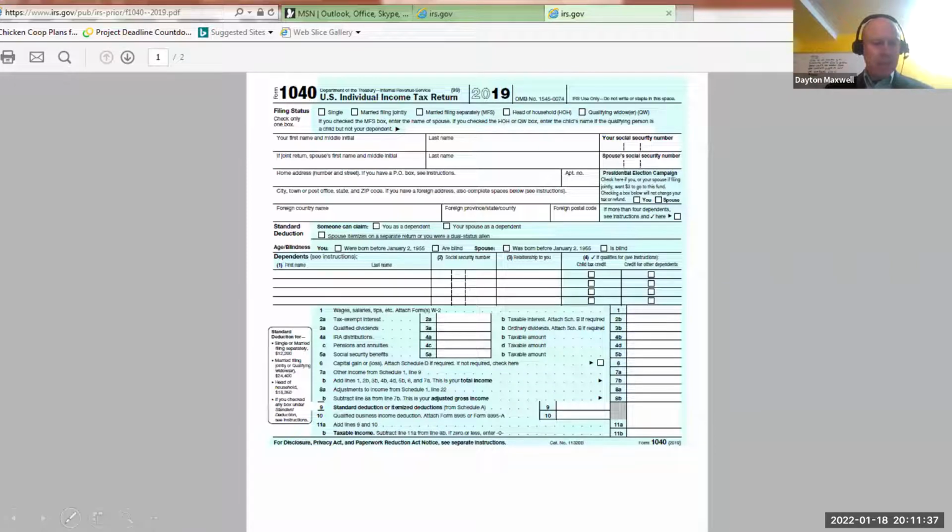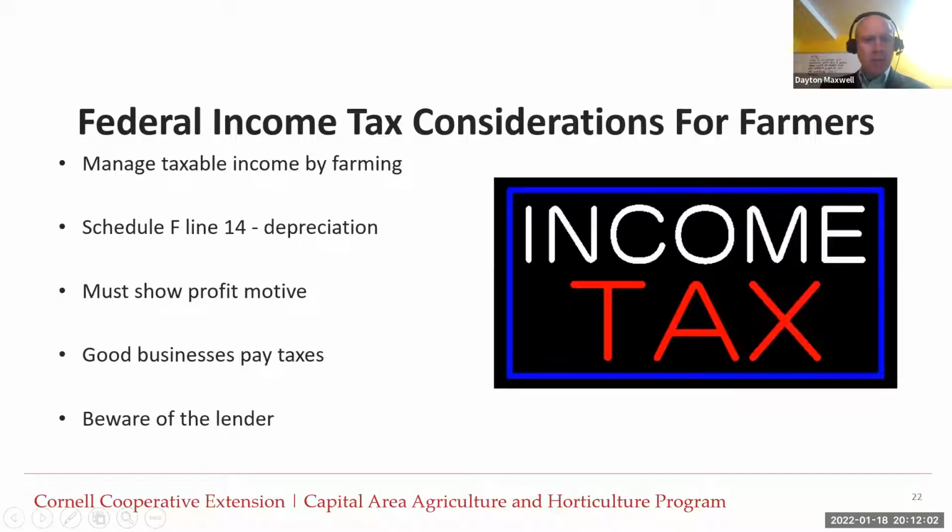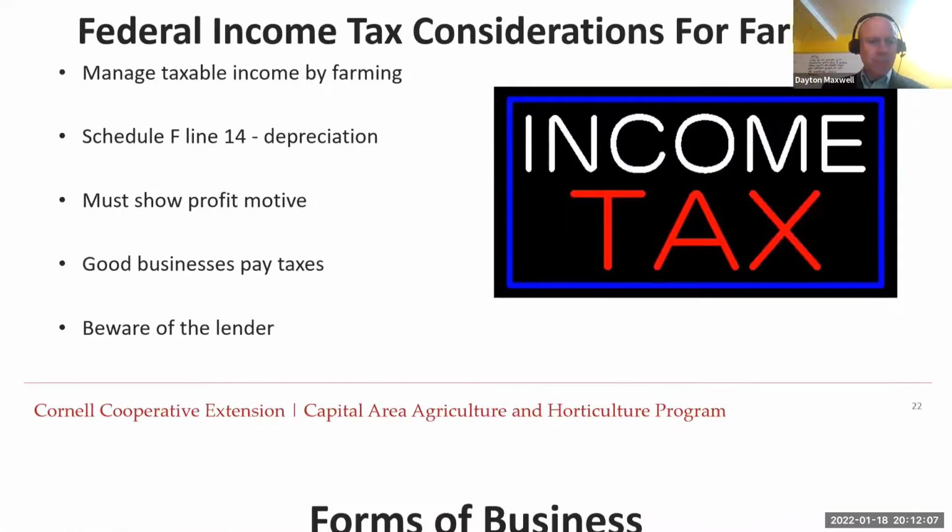Oh, and Steve mentioned this in his introduction, that the New York State tax return, the IT 201, and here is line 13, farm income or loss. There it is right there. So I think that is it for that. Oh, let me just, I think this is actually the last slide.